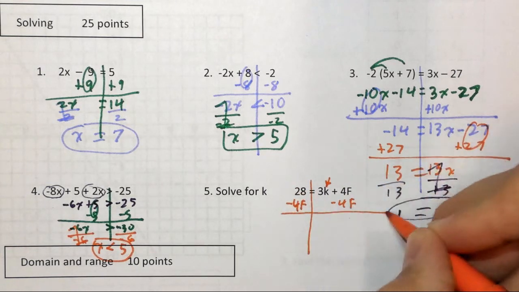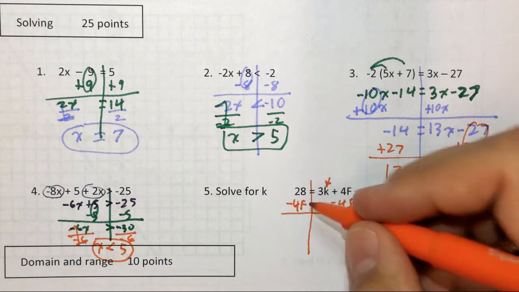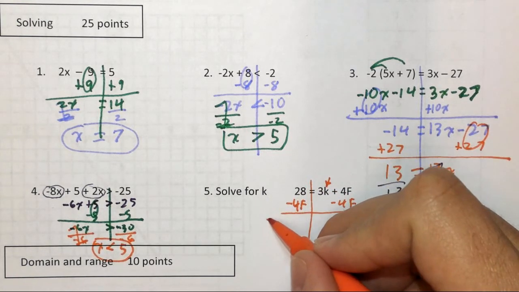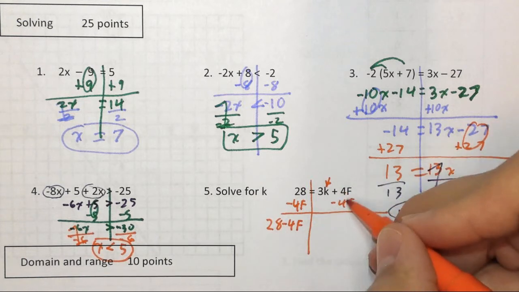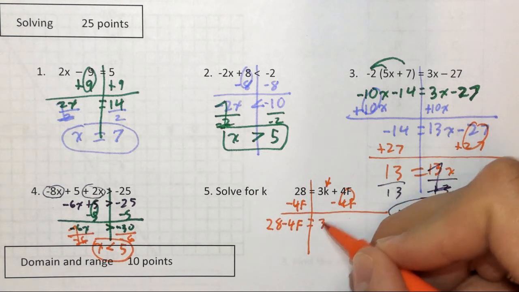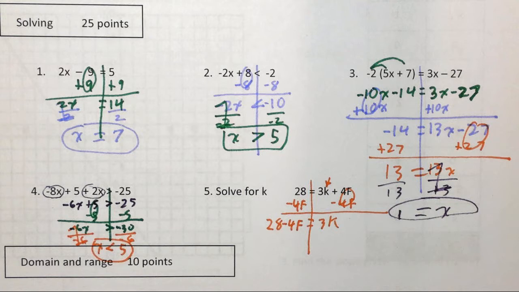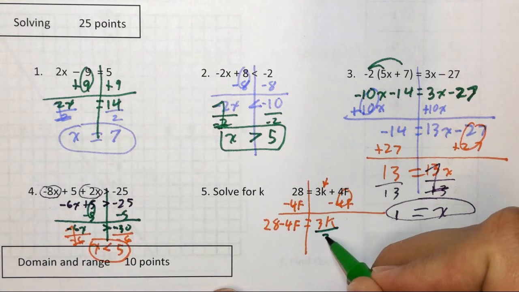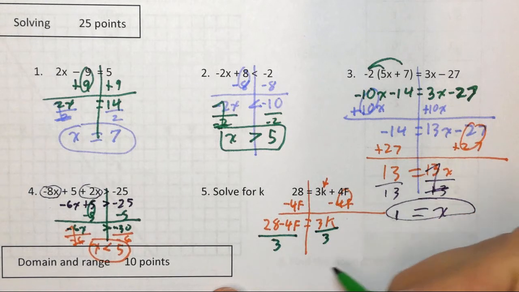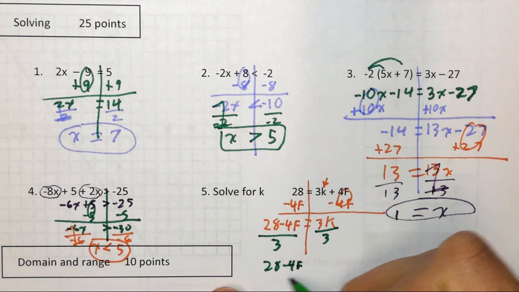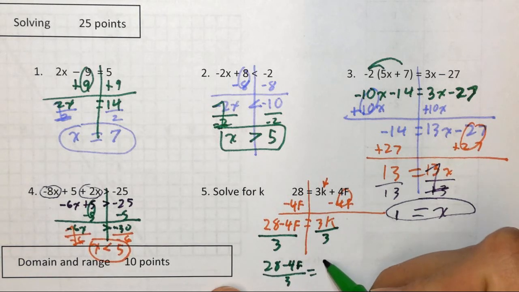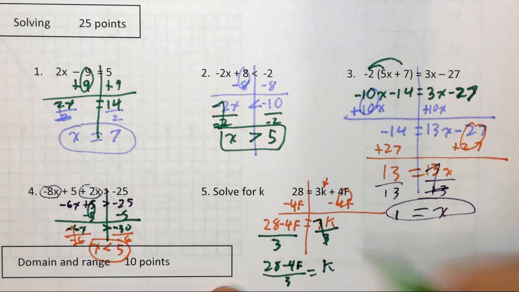Now, these two over here are not like terms. Since they're not like terms, I can just go 28 minus 4f. I can't do anything else. 0 there. We have this equal to 3k. There's only one more thing happening to the k. We can divide by 3, divide by 3. So we have 28 minus 4f over 3 equals k. Once those cancel out.